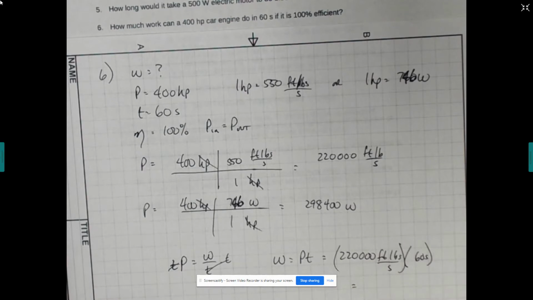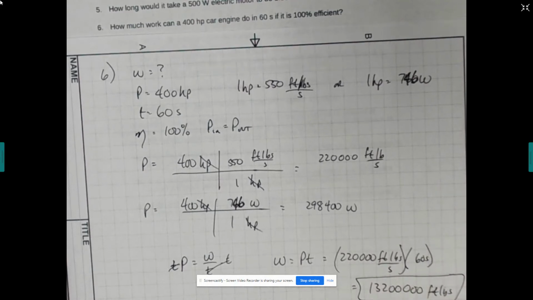If we want to find it in foot-pounds, we take the 220,000 and multiply it by the 60, and we get 13,200,000 foot-pounds. Either one is correct.